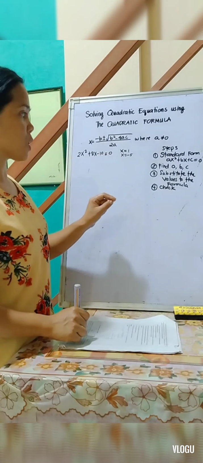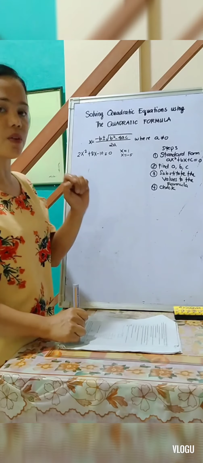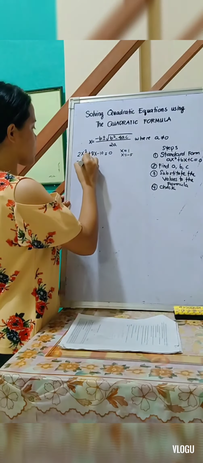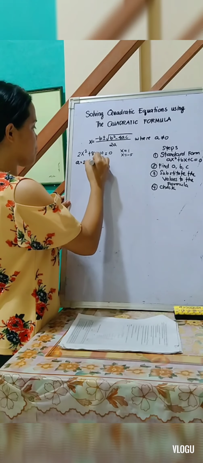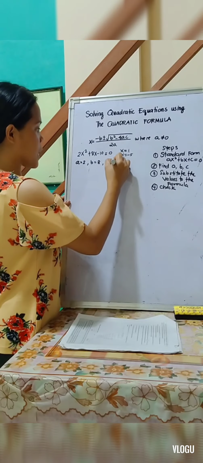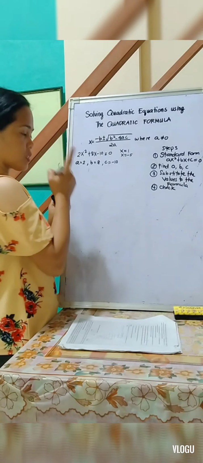So skip step number 1. We now proceed to step number 2, wherein we need to find the values of a, b, and c. So the value of our a is positive 2. The value of our b is positive 8. And the value of our c is negative 10. So substitute the values to the formula, step number 3.